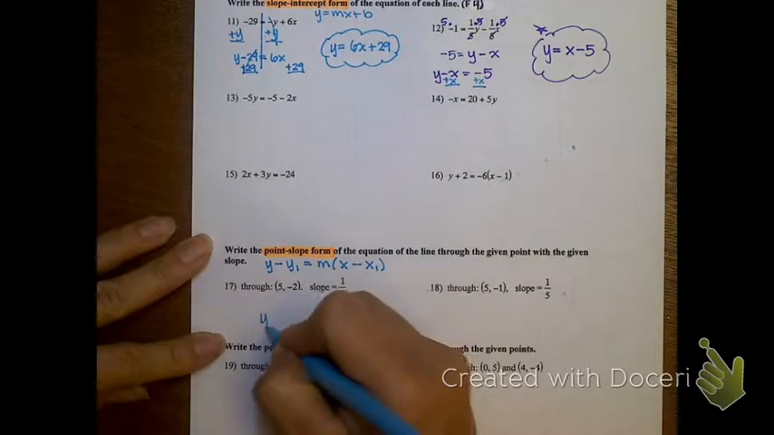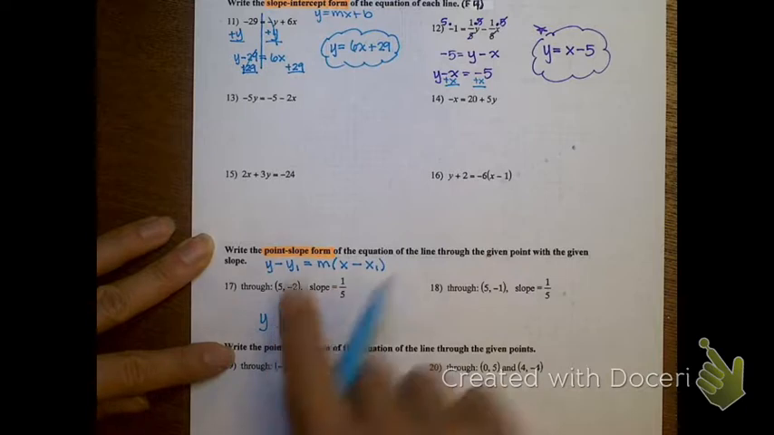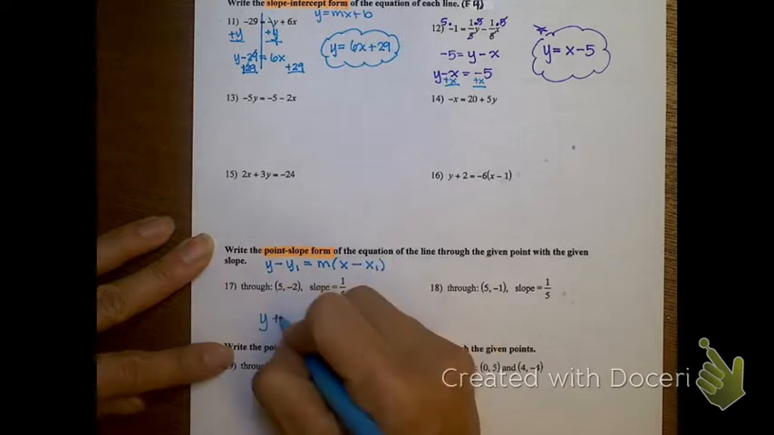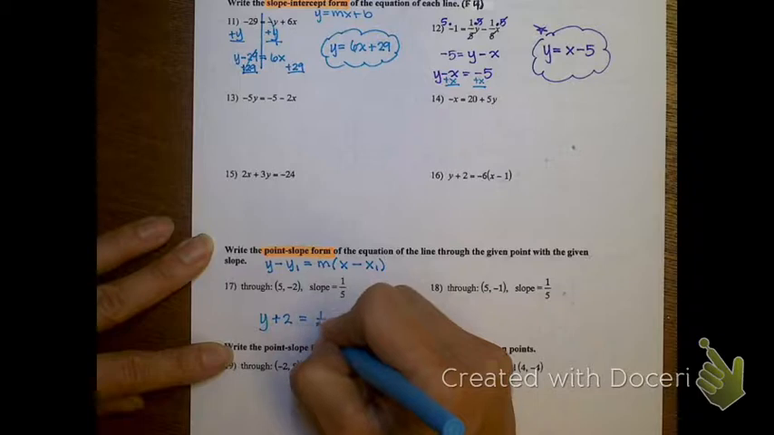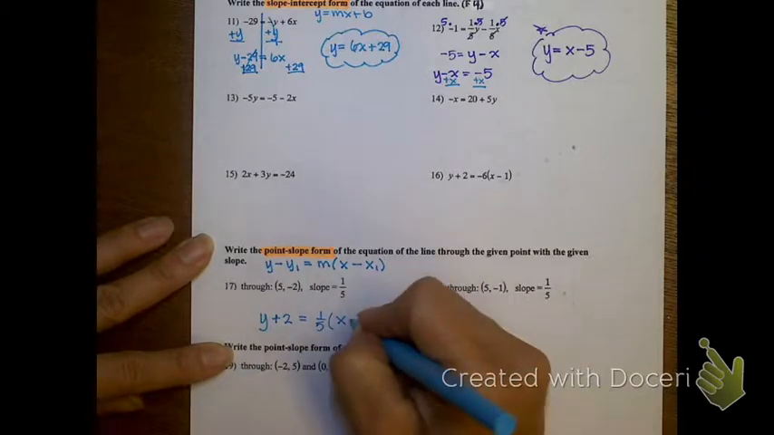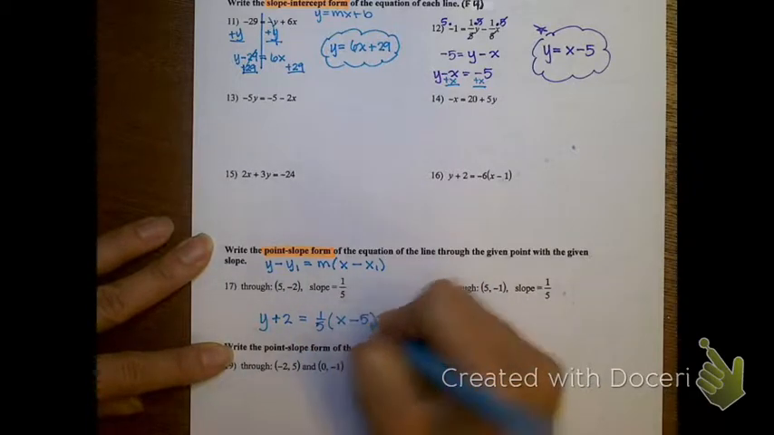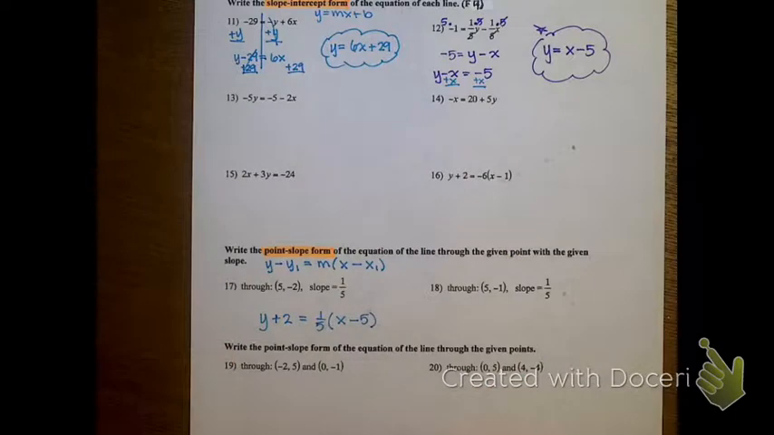Okay, y, we're going to do the opposite of this. So what's the opposite? Plus 2 equals m times x, and then the opposite of the x value. That's it. You're done. It's that easy.